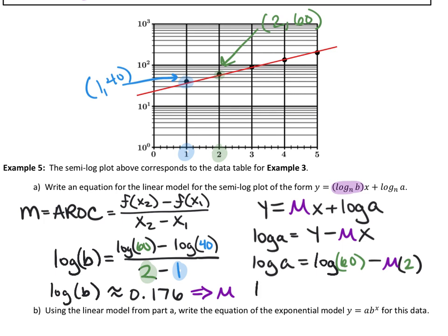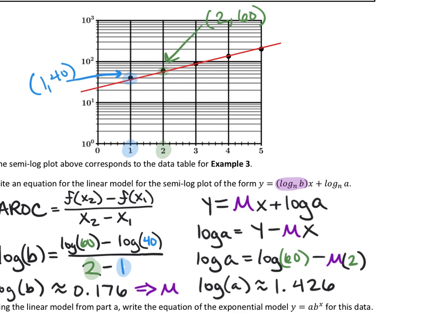What did you guys get when you found log of a? Should be 1.426, no? Yeah. Okay. Now again, we just had to round that number, so we're going to store it in our calculator. Since we are solving a linear equation, y equals mx plus b, we're going to go ahead and save this value as b. And that might be confusing because it's not the same b from our logarithm version, but I think our brains can handle that.